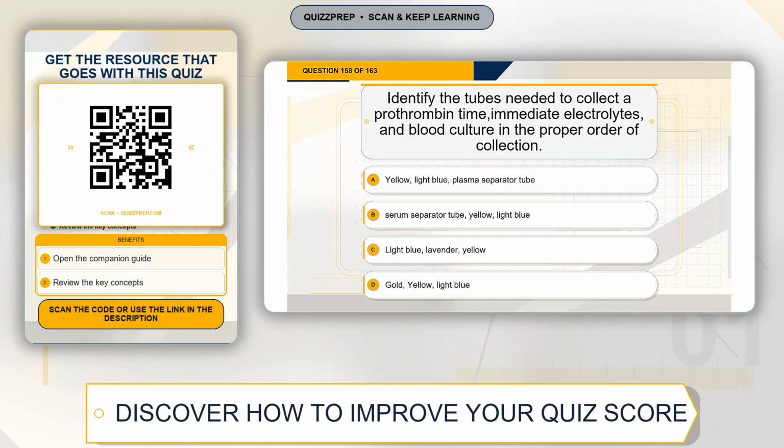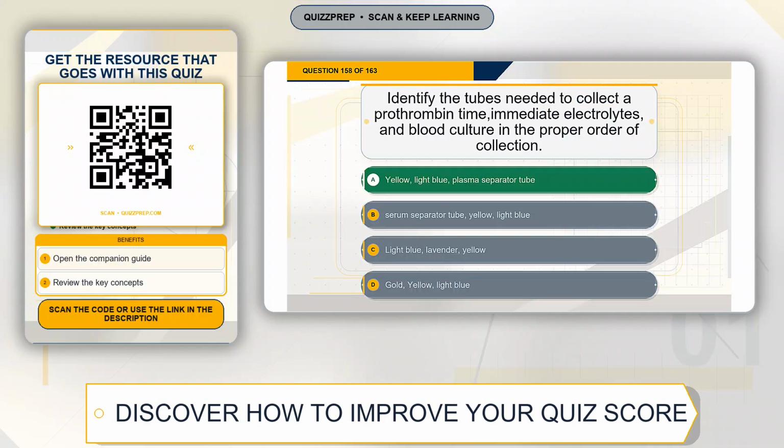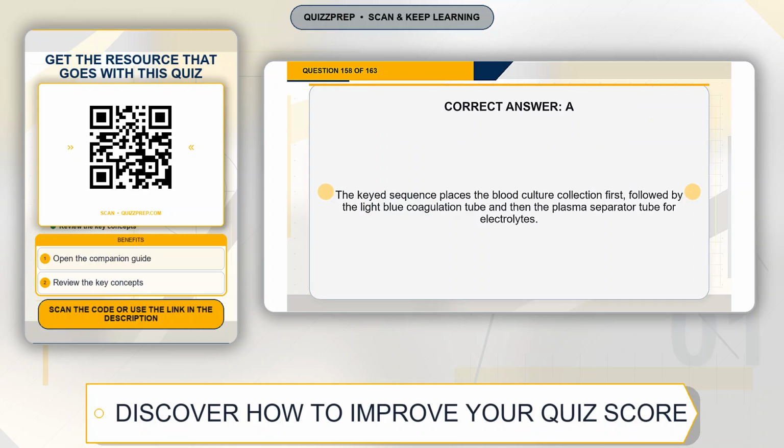Question 158. Identify the tubes needed to collect a prothrombin time, immediate electrolytes, and blood culture in the proper order of collection. Option A, yellow, light blue, plasma separator tube. Option B, serum separator tube, yellow, light blue. Option C, light blue, lavender, yellow. Option D, gold, yellow, light blue. The correct answer is option A, yellow, light blue, plasma separator tube. Explanation. The keyed sequence places the blood culture collection first, followed by the light blue coagulation tube and then the plasma separator tube for electrolytes.